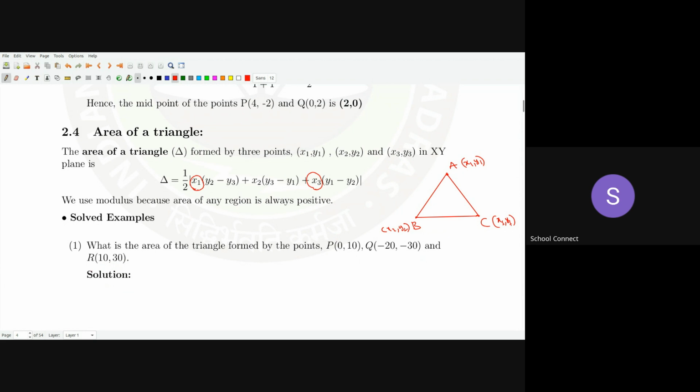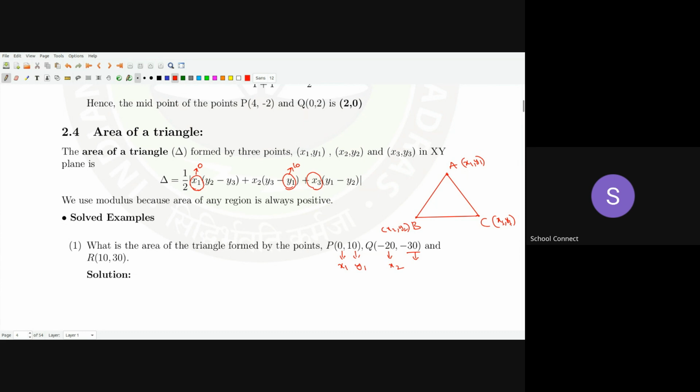So without loss of generality, I'm taking this as x1, this as y1. So here if x1 is 0, your y1 should be 10. It should not be something like minus 30 or 30. Be very careful about this. If your x1 is 0, your y1 should be 10. Then comes x2, y2. Any doubt? No. Okay.